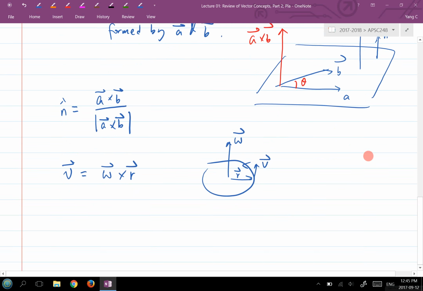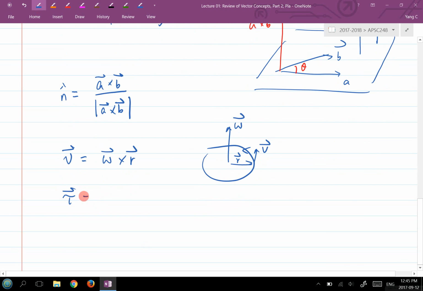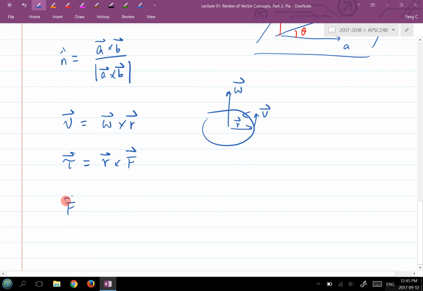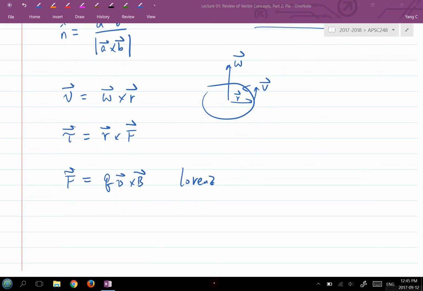You can also relate your torque with the force. So you apply a force to an object, and you want to know how much torque is generated with respect to a certain axis. So that will be this formula. And in electrical, you can also relate the so-called Lorentz force using this cross product. So you have a charged particle traveling through a magnetic field at a certain velocity, and you can calculate this Lorentz force like this, right?